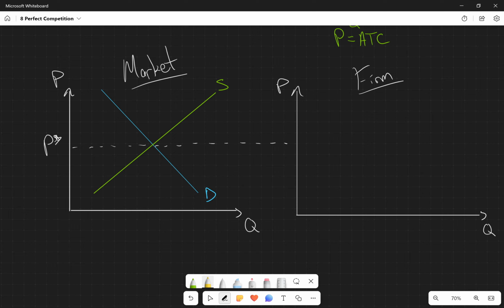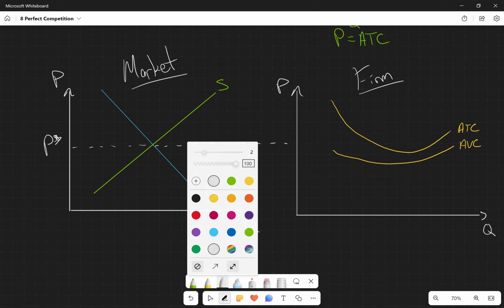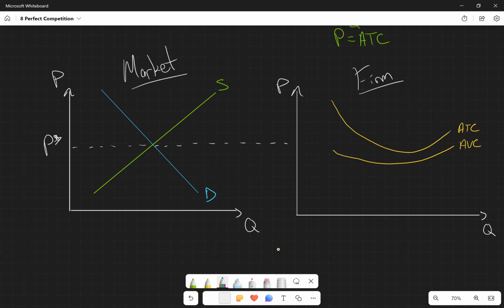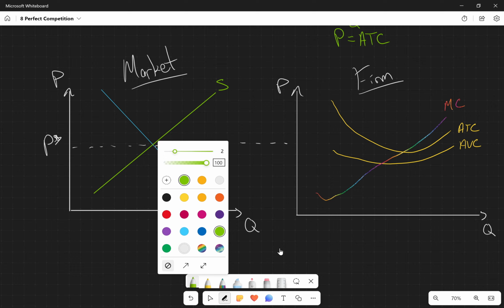We've got some cost curves over here. We've got an average total cost curve. We've got an average variable cost curve. And last but not least, we've got a marginal cost curve. So when we extend this price, which I haven't left myself with a ton of colors left here. Oh, we'll just use white.